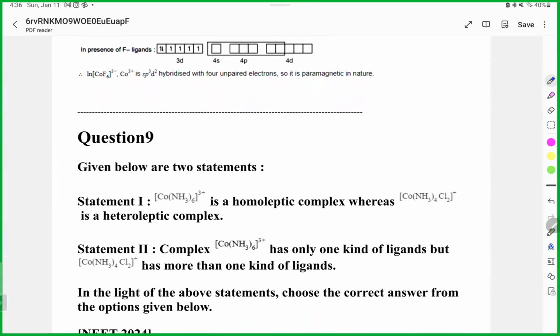Sarah, this is homoleptic. This is heteroleptic. Is this correct? Yes, sir. Second, this contains only one type of ligand, but this contains more than 2 types of ligand. Is this correct? Yes, sir. Yes, both are correct.